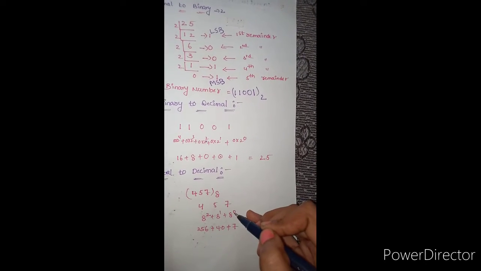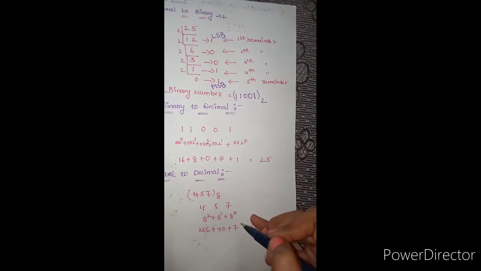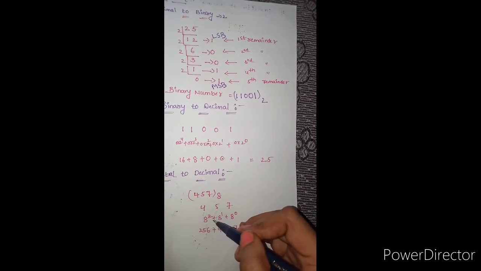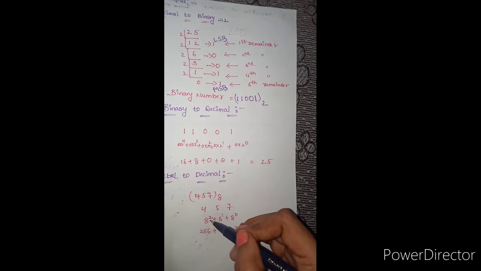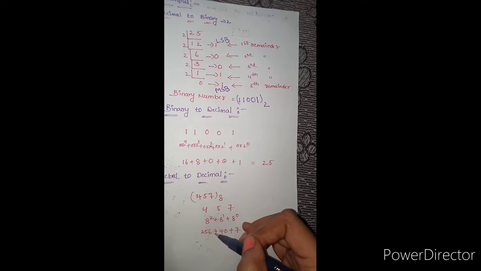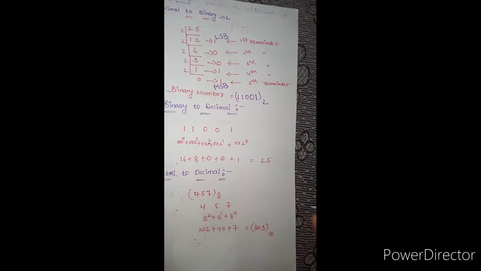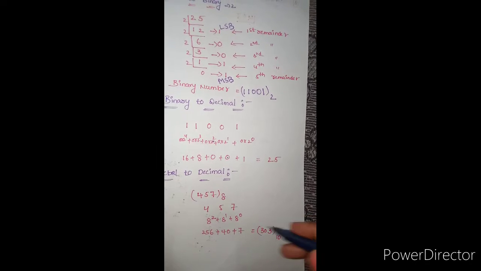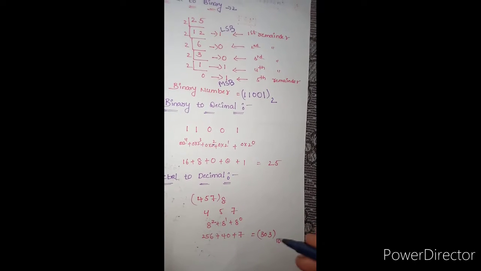Here 8 power 0 means 1, 1 into 7 is 7. 8 power 1 is 8, 8 into 5 is 40. Here 8 squared is equal to 64, 64 into 4 is equal to 256. So 256 plus 40 plus 7 means 303. This is the decimal value.